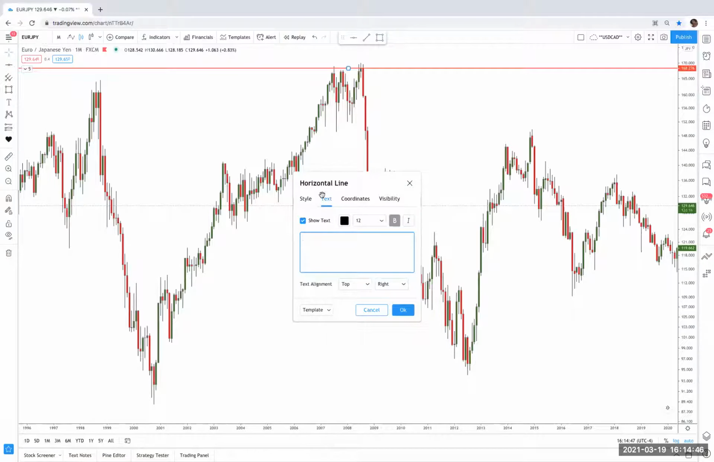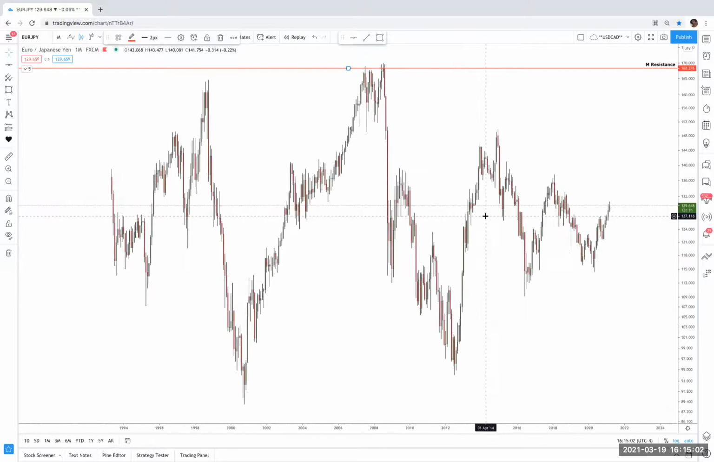I just want to double click there, change the color if I have to, but this is actually red, so that's good. And I'm just adding monthly resistance just to have that there. You could put major resistance, monthly, and you can also put the price if you want. I know Jack does that, he likes that.